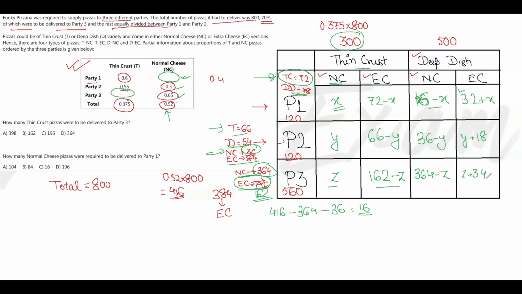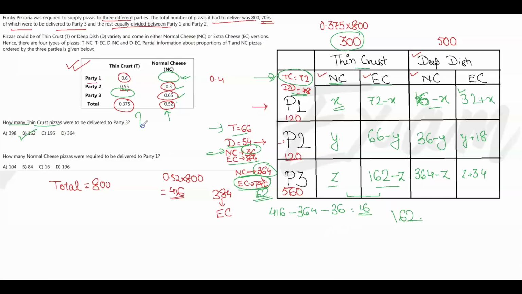Now let's go back to the question and see what is asked. For the first question, how many thin crust pizzas were to be delivered to party 3? Thin crust pizzas means I just need to add these two numbers, which comes out to be 162. So directly option B is the answer.